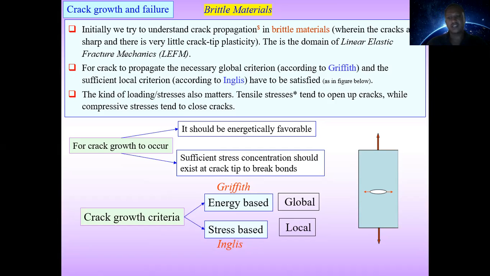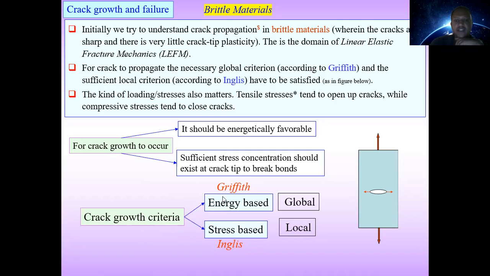Tend to close the crack. So when we apply tensile load here, it tends to open the crack. And when we compress it in the opposite direction, it tends to close the crack. So for crack growth to occur, it should be generally favorable. Sufficient stress concentration should exist at the crack tip to break bonds, and the crack growth criteria should be fulfilled.